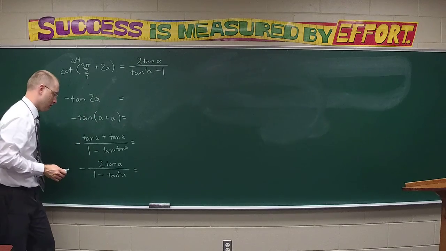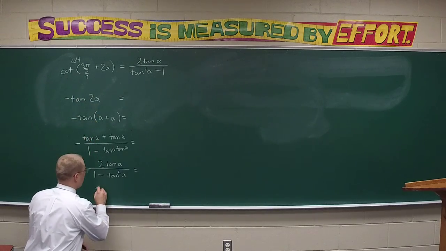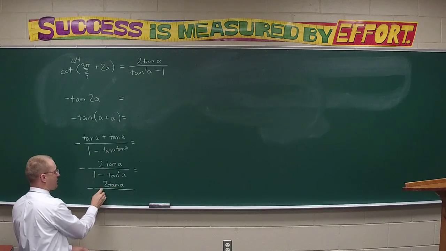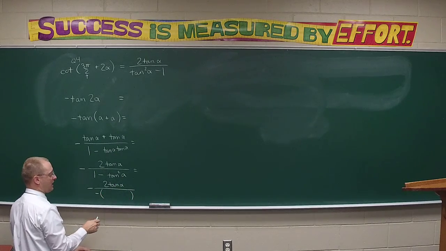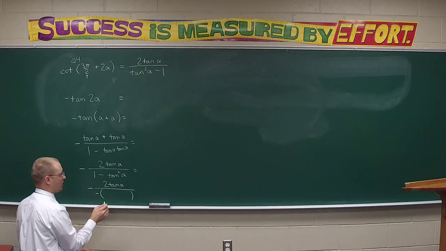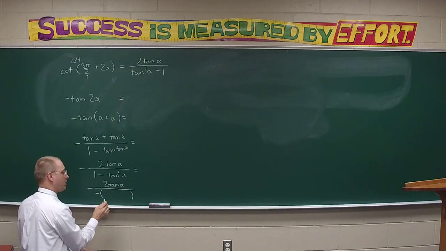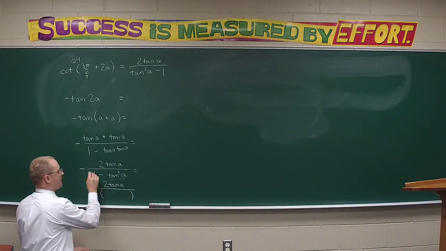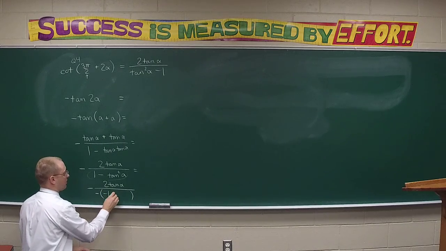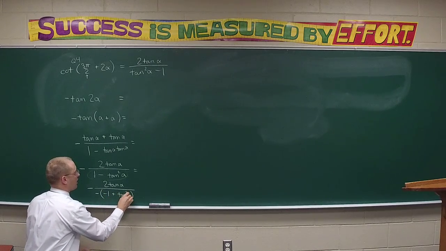Thoughts, Ethan? Could we factor out a negative? If I were to factor out a negative, in the numerator I leave the 2 tangent alpha, but in the bottom, let's pull a negative out. We're pulling a negative out of this right here. I was looking at the wrong thing. Negative 1 plus tangent squared.